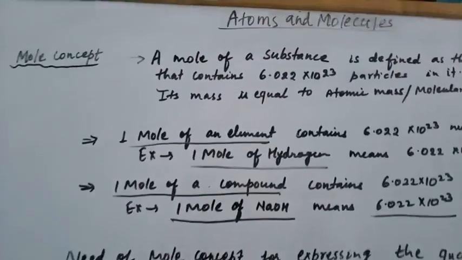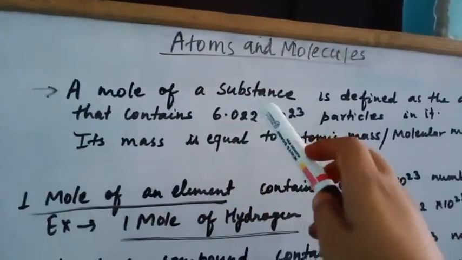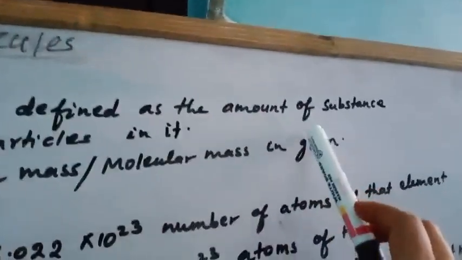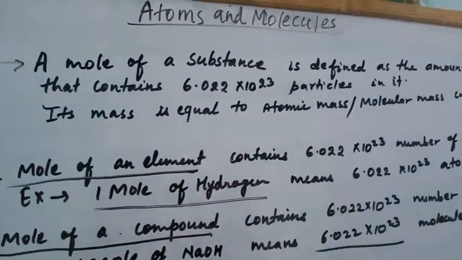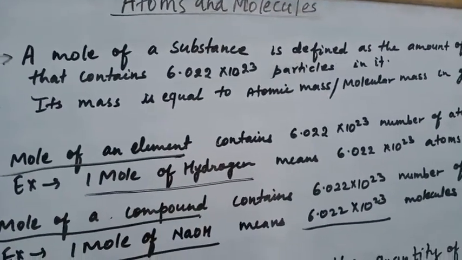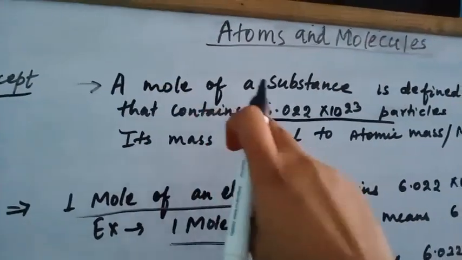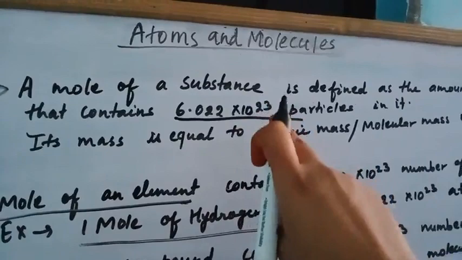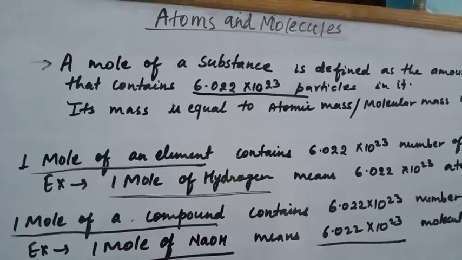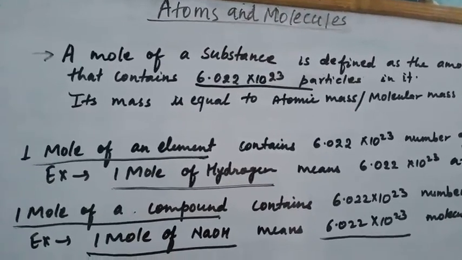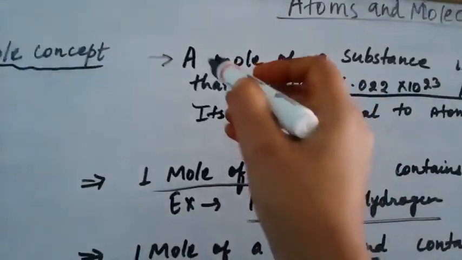So we will see the definition first. What is a mole? A mole of a substance is defined as the amount of substance that contains 6.022 into 10 to power 23 particles in it. So a mole means what? It contains 6.022 into 10 to power 23 particles in it. Not 1 or 2 or 3 particles, but it contains 6.022 into 10 to power 23 particles. So large particles.